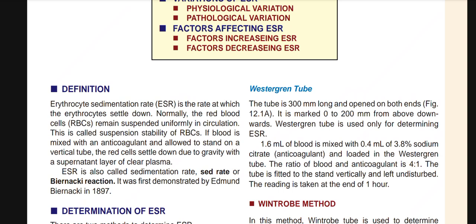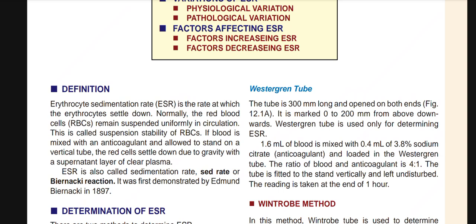Erythrocyte sedimentation rate or ESR is the rate at which the erythrocytes settle down. Normally, the red blood cell or RBC remains suspended uniformly in circulation, and this is called suspension stability of RBC. So, what is suspension stability of RBC? The RBC remains suspended uniformly in the circulation. This is known as the suspension stability of RBC.